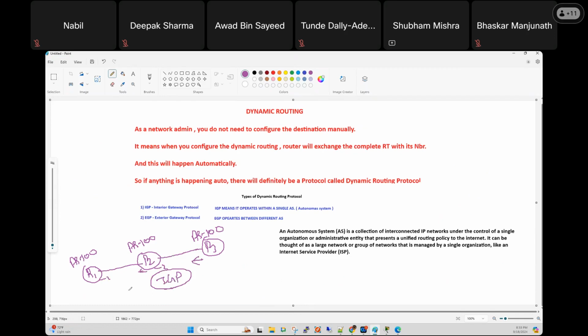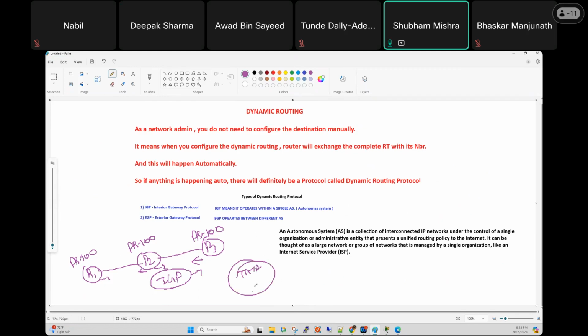It means here in this case, when all the routers belong to the same AS, you can configure which type of routing protocol? IGP routing protocol. Getting my point, everyone? Understand? For example, let's suppose this is my company Tata.